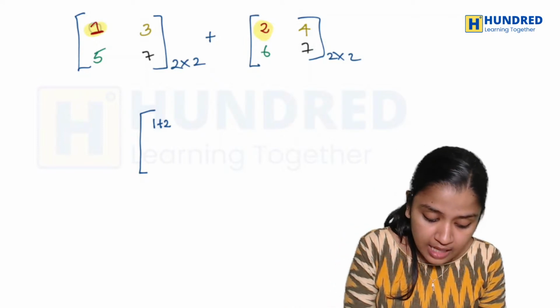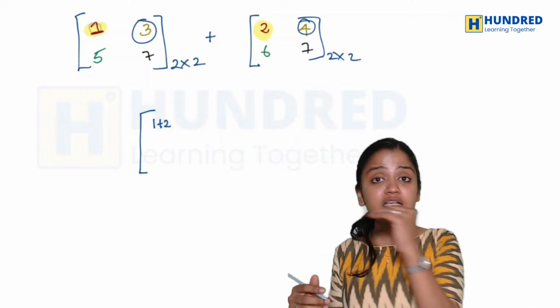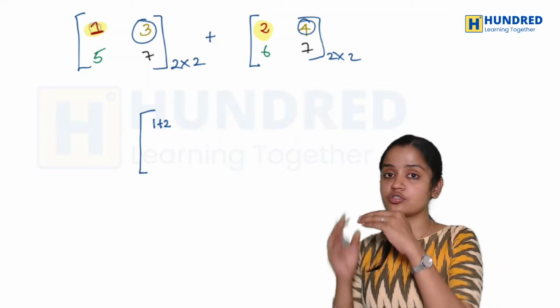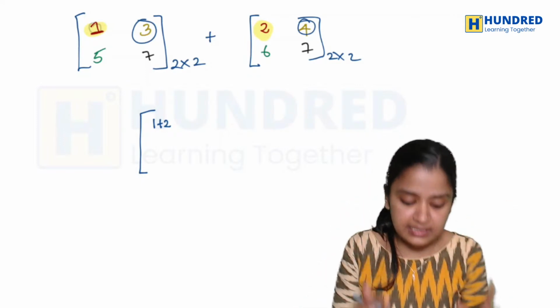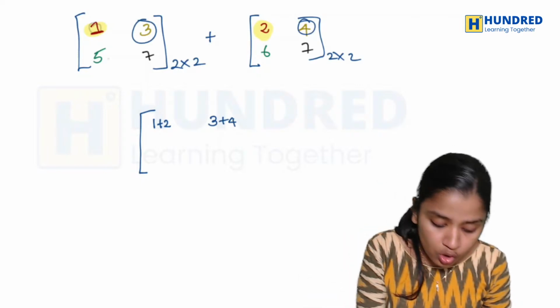Same way, again you have a 3 here and you have a 4 here. In the first row and second column you have 3 as the element, and in the first row and second column you have 4 as the element. So it will be 3 plus 4. Okay, now what is this?